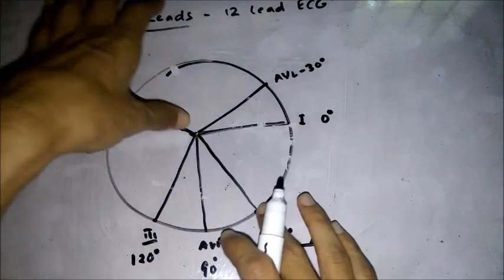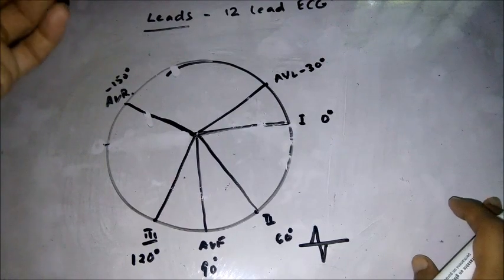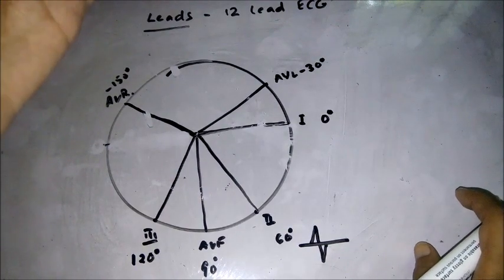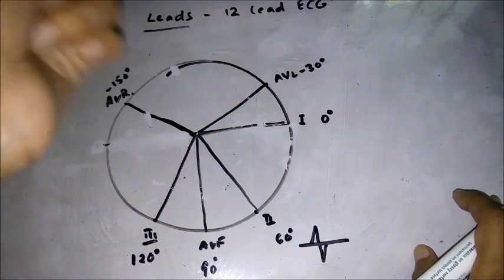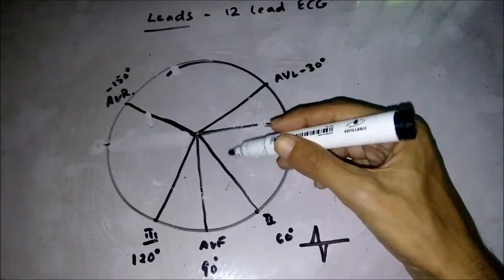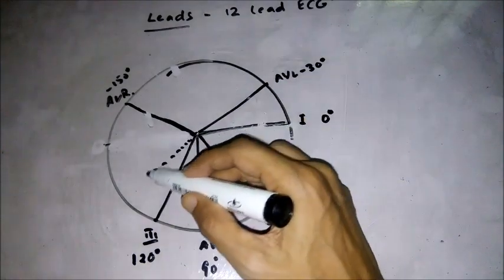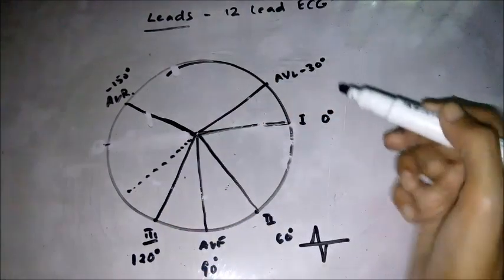So if lead 2 is the most isoelectric lead, then what this is telling us is that the axis is 90 degrees to lead 2. So 90 degrees to lead 2 could be here, or it could be somewhere here. It could be on either side, right?